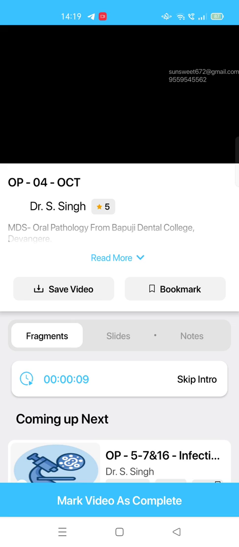Now, depending upon the tissue of origin, these odontogenic cysts are further classified. The cysts which are derived from the rest of Malassez are two: radicular cyst and residual cyst.